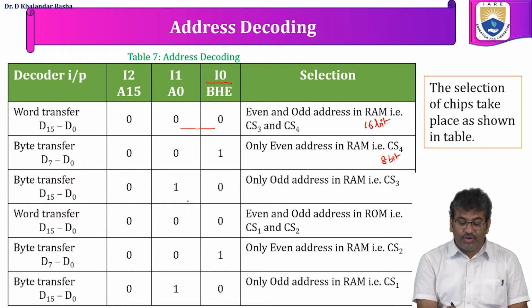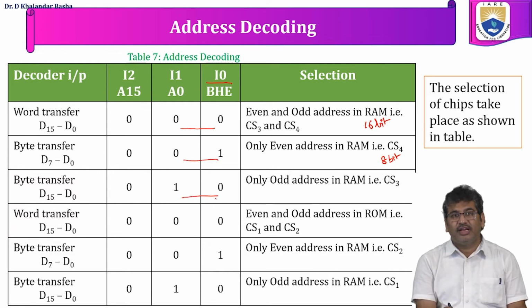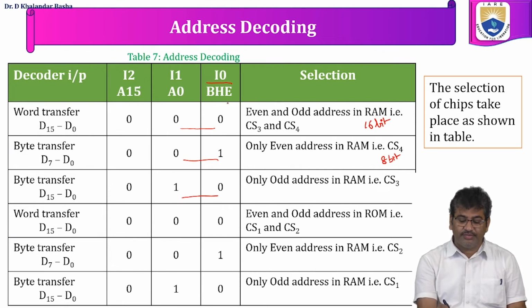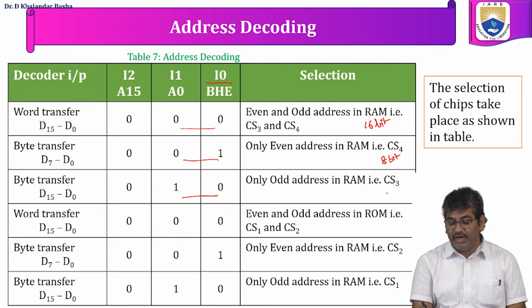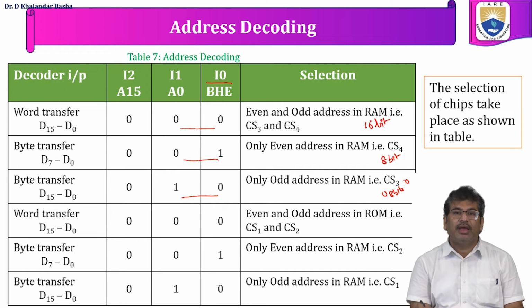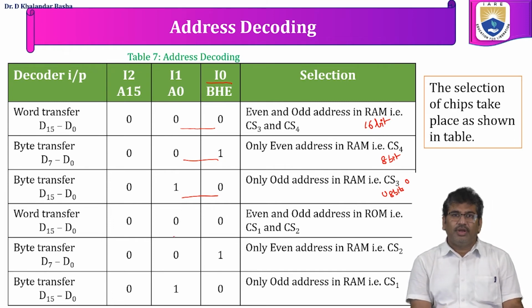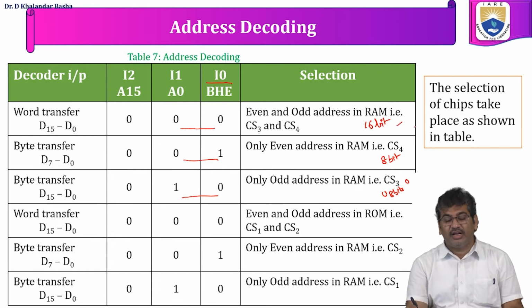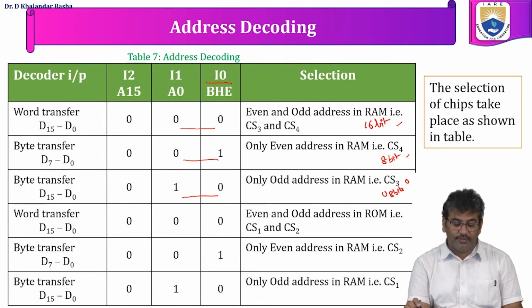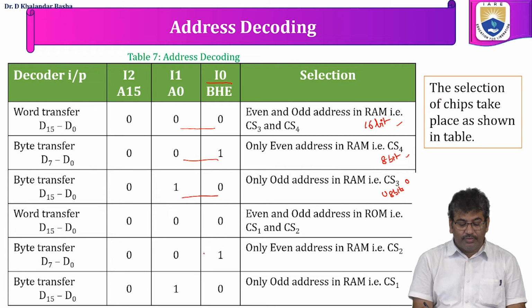Next, if A0 BHE bar is equivalent to 10, then the size of the data is 8-bit. Taking from odd address, as BHE bar is equivalent to 0, it is the upper 8 bits from the odd address bank. 11 is not allowed because either you can have a 16-bit data transfer or 8-bit from the upper or lower memory bank, or even or odd address bank.